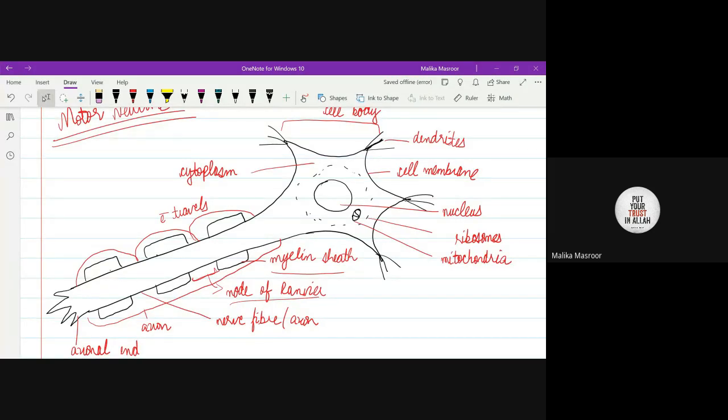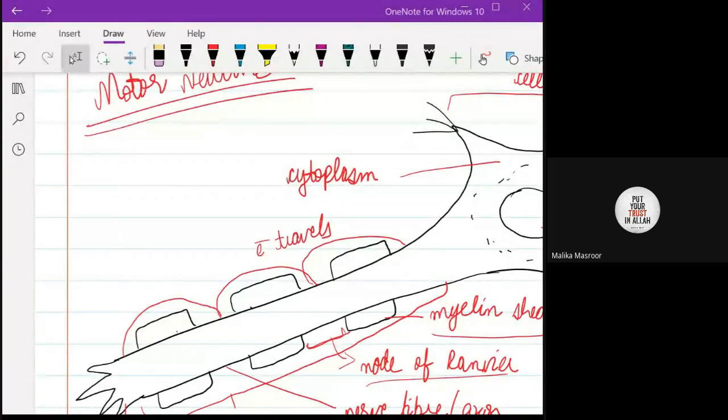Is this clear? Note this down in your notes as well. Very important. First write it down, and then I will talk about synapse. Everyone else, is this clear?